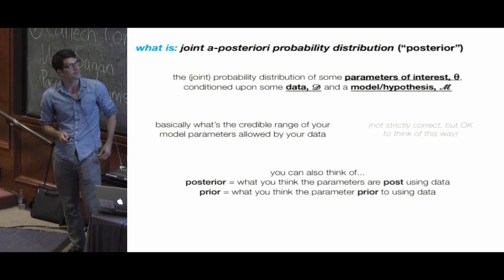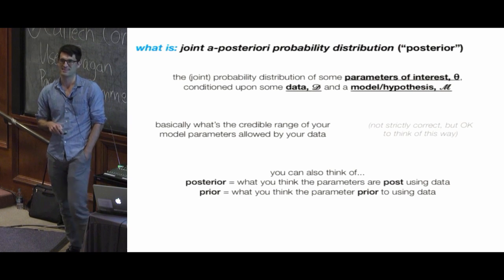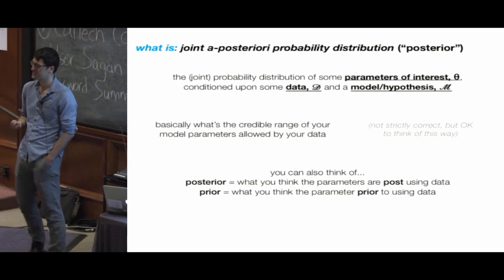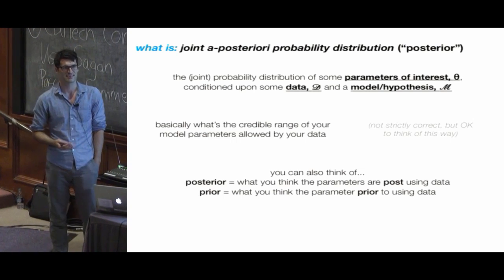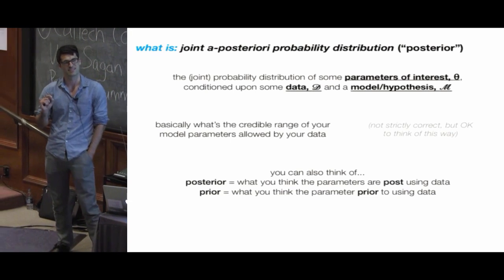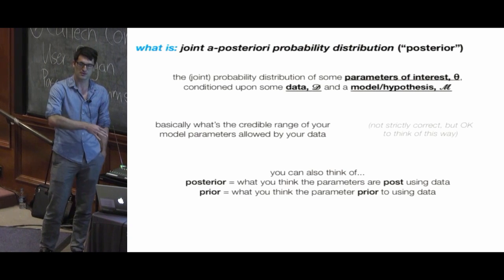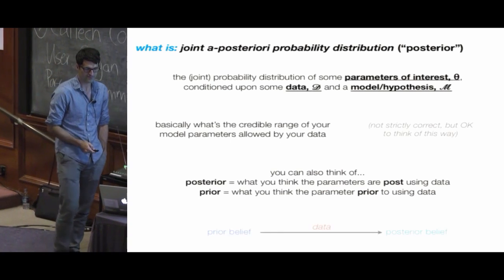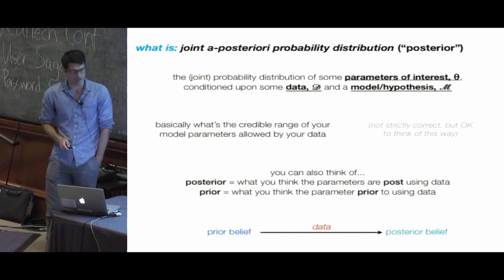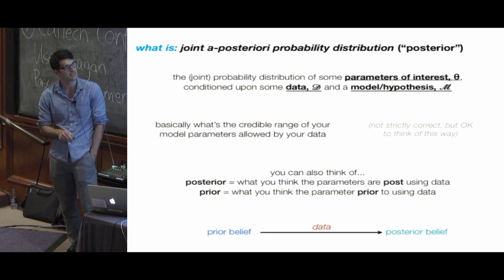I also like to think of it this way. Posterior, I mean, this is very obvious, but posterior is what you think the parameters are post having your data. That's why it's called a posterior. And your priors are what you think the parameters are prior to having your data. So that word's not just fictional, it actually has a purpose here. It's really trying to remind you of the process of taking in data and what it does to the parameters. So it's going from a prior belief, we're applying some data, conditioning upon some data, and getting a posterior belief.